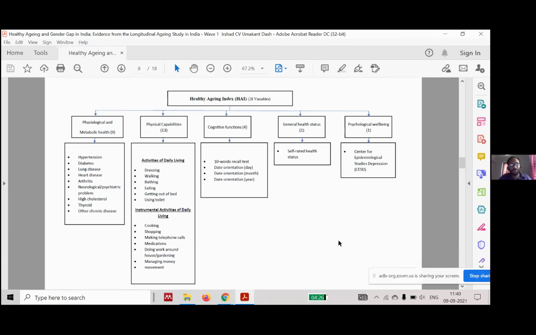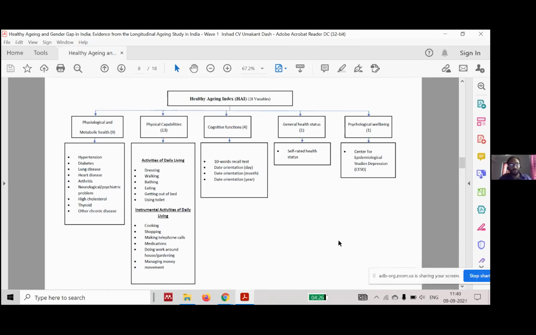Also, we checked the external validity by creating a life satisfaction score. Theoretically, we have evidence that there is a positive association between life satisfaction and better health outcomes. So we created that life satisfaction score, and we got a significant positive relation. So it concludes that our healthy aging instrument is externally valid and has internal consistency. So these are the predictor variables that we used in our analysis.